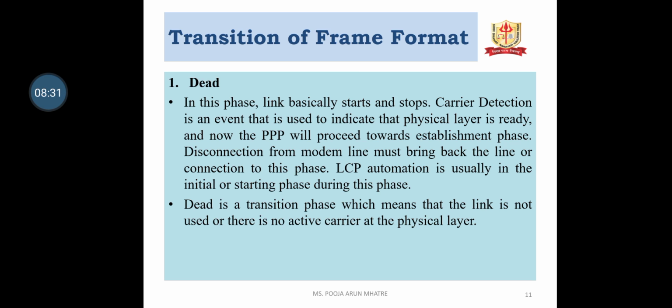So carrier detection is an event that is used to indicate that the physical layer is ready, and now the point-to-point protocol will proceed towards the establishment phase. Disconnection from the modem line must bring back the line. The LCP automaton is usually in the initial or starting phase during this phase. So dead transition phase means the link is not used or there is no active carrier at the physical layer.